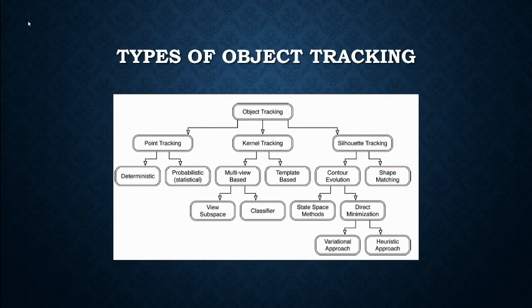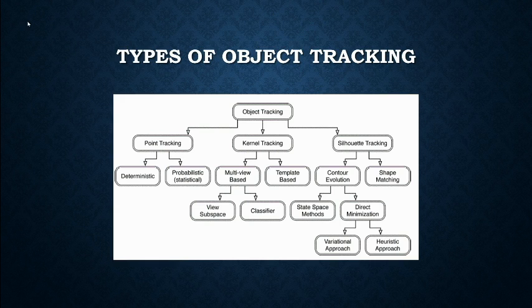Alright, so now we have different methods of object detection, and we have different methods of object representation. How exactly are we going to do the tracking? Basically the tracking is dependent on those two other things, the representation and the detection. There's three major classes of object trackers: point trackers, kernel trackers, and silhouette trackers.